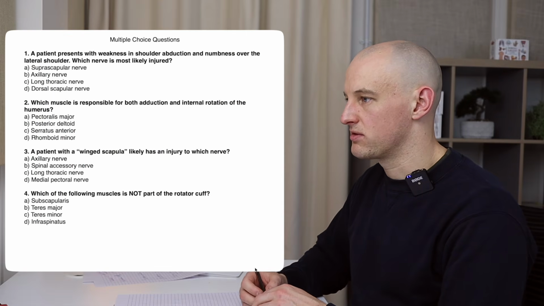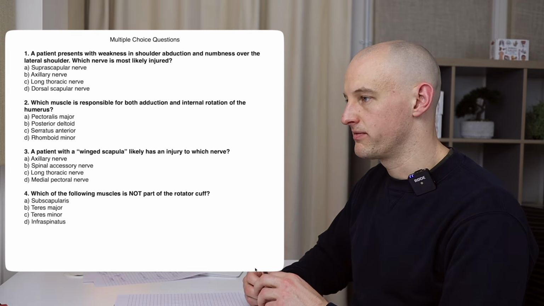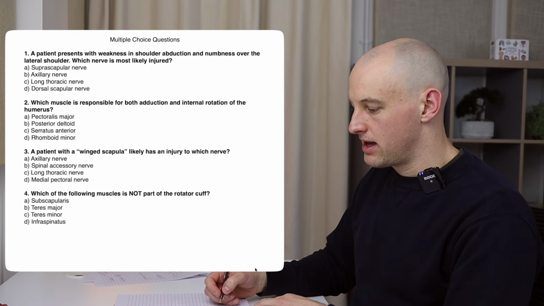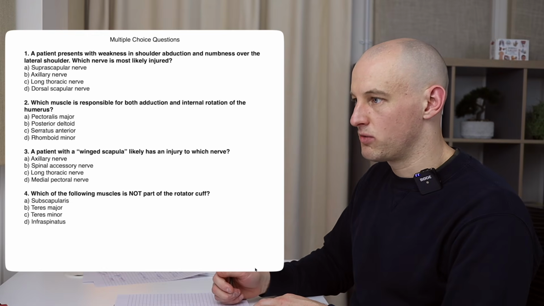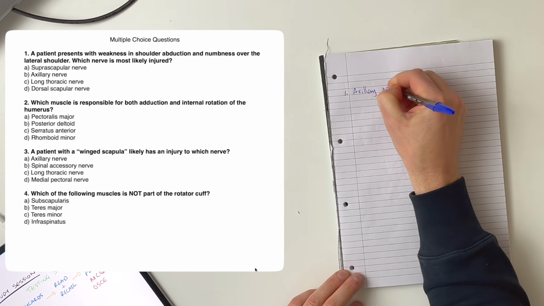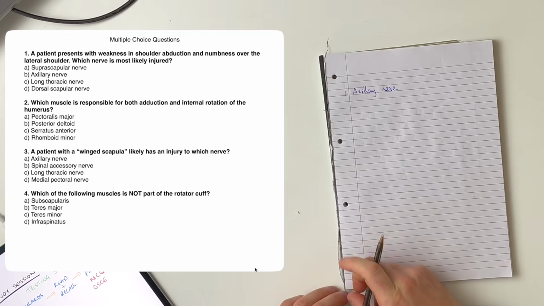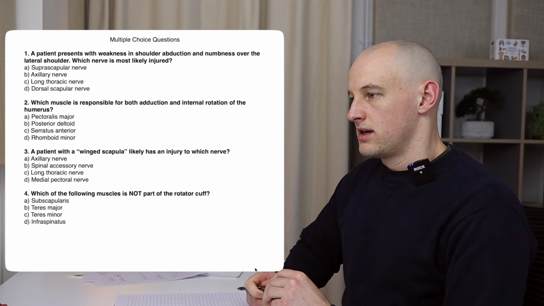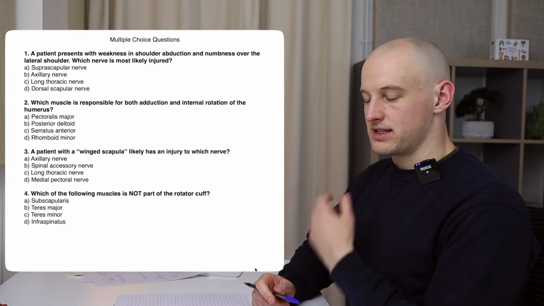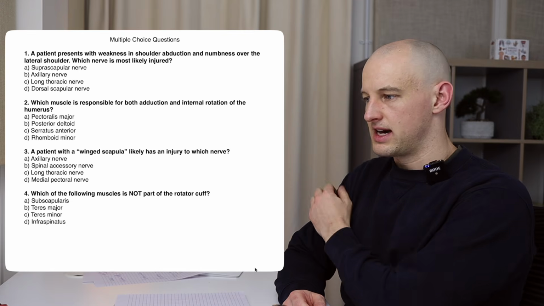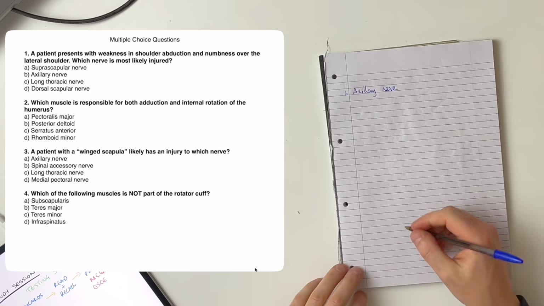So a patient presents with weakness in shoulder abduction and numbness over the lateral shoulder. Which nerve is most likely to be injured? So this sounds like deltoid weakness and numbness. We're going to say the axillary nerve, as you can have this with shoulder dislocations where the axillary nerve is damaged. You get this, I think they call it Reginald's patch or something like that. So this is like something in my memory.